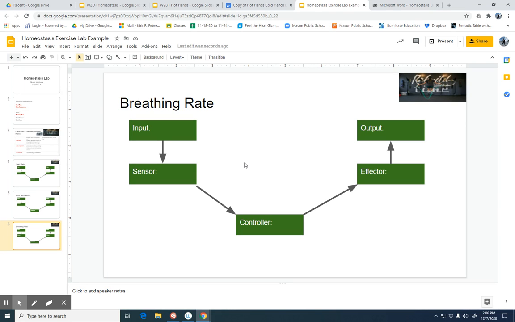Do not submit this because we will be starting the lab actually tomorrow. Again, make sure your quiz corrections are turned in. Be ready tomorrow by having your feedback loops completed, and we will get into the homeostasis exercise lab, and we'll see what those lab rats can do. Have your jump ropes ready and be ready to go tomorrow.